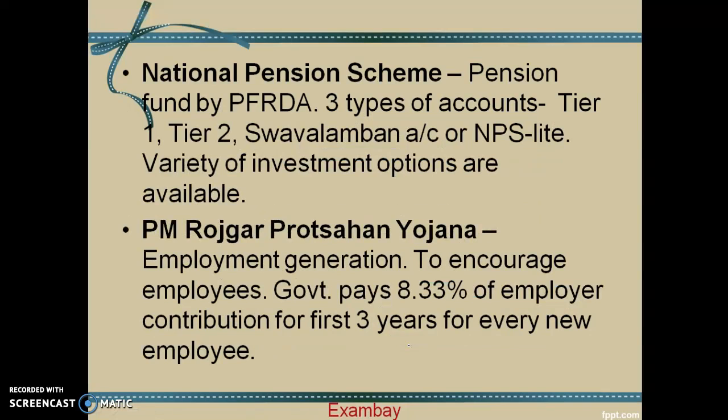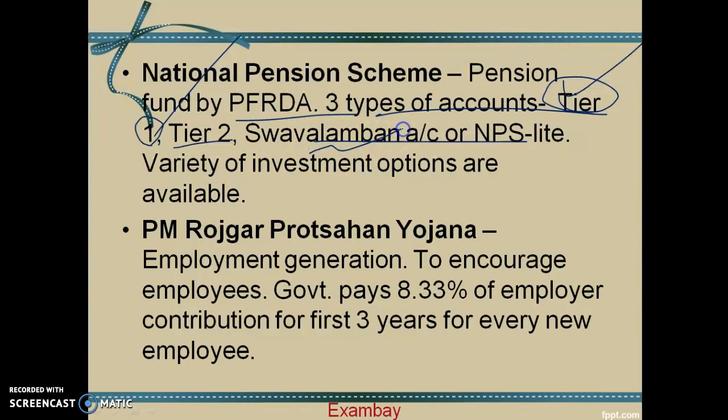Then this is important, National Pension Scheme, pension fund by PFRDA. There are 3 types of accounts: Tier 1, Tier 2 and Swavalamban account, NPS-Lite. Tier 1 account is for government employees basically, and this is compulsory. 10% of government employees' salary is deducted for NPS, and an equal amount is matched by the government. And Tier 2 is voluntary. You can apply for a Tier 2 account, and it's a good saving account, and you can withdraw. From Tier 1 you cannot withdraw till you reach 60 years of age.